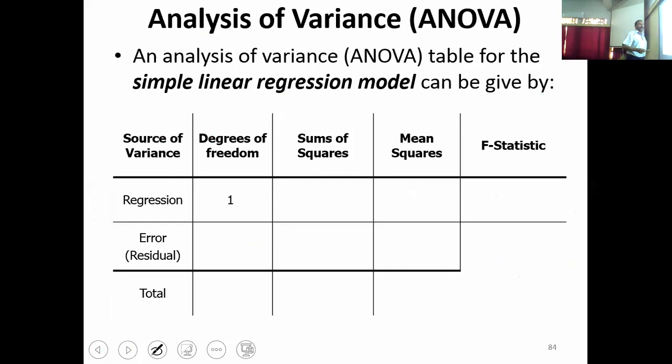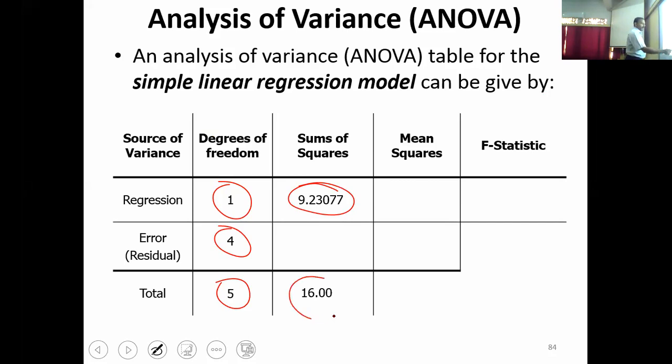Now we will fill the table. Degrees of freedom for regression is 1, as we said. Total degrees of freedom is n minus 1; the number of observations n is 6, so 6 minus 1 is 5. Then 5 minus 1 is 4. That is the error degrees of freedom. Now we can calculate. I have already calculated the values. You can also calculate them based on that. The total sum of square is 16, so the error sum of square is that.